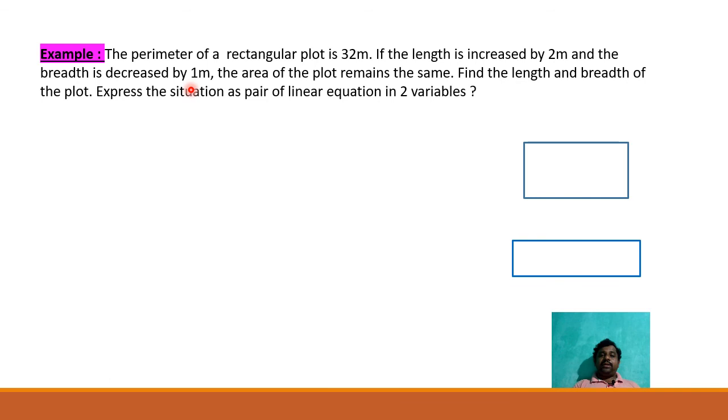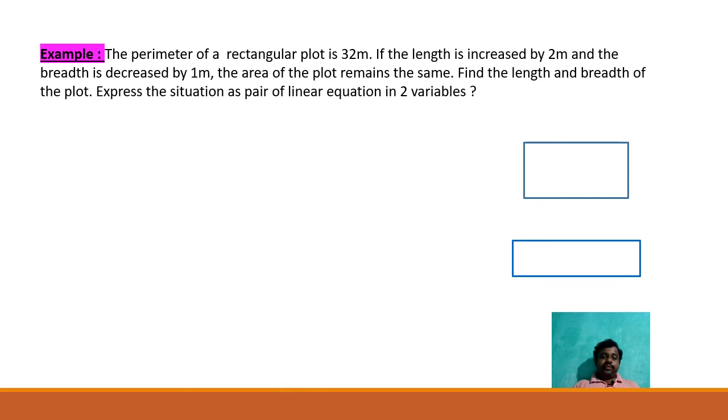The perimeter of a rectangular plot is 32 meters. If the length is increased by 2 meters and the breadth is decreased by 1 meter, the area of the plot remains the same. Find the length and the breadth of the plot. Express the situation as a pair of linear equations in two variables. In this situation, we can write only linear equations.